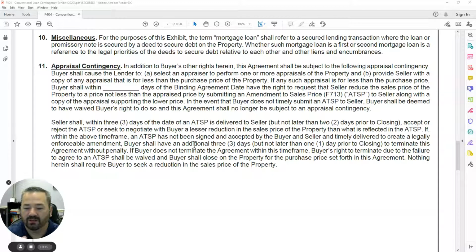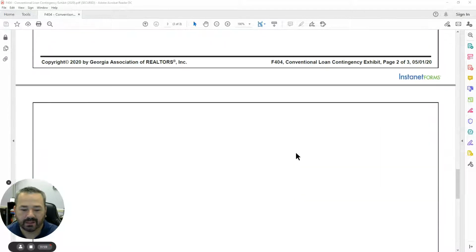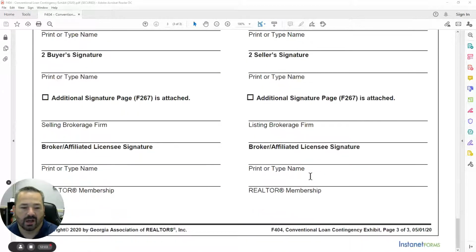Okay. If they do not come to an agreement, we don't have a signed amendment to sales price within those 3 days, buyer shall have 3 days, but not later than 1 day prior to closing, to terminate this agreement without penalty, meaning they get their earnest money back. If the buyer does not terminate the agreement within those 3 days, their right to terminate due to the failure to agree to an amendment to sales price shall be waived, and buyer shall close on the property for the purchase price set forth in this agreement. So if we miss that 3-day timeline, we miss the opportunity to terminate the contract and get our earnest money back. The buyer then has to buy the property at the contract price, or if they terminate, they're losing their earnest money. Last thing on here is our signature page with all the parties signing.